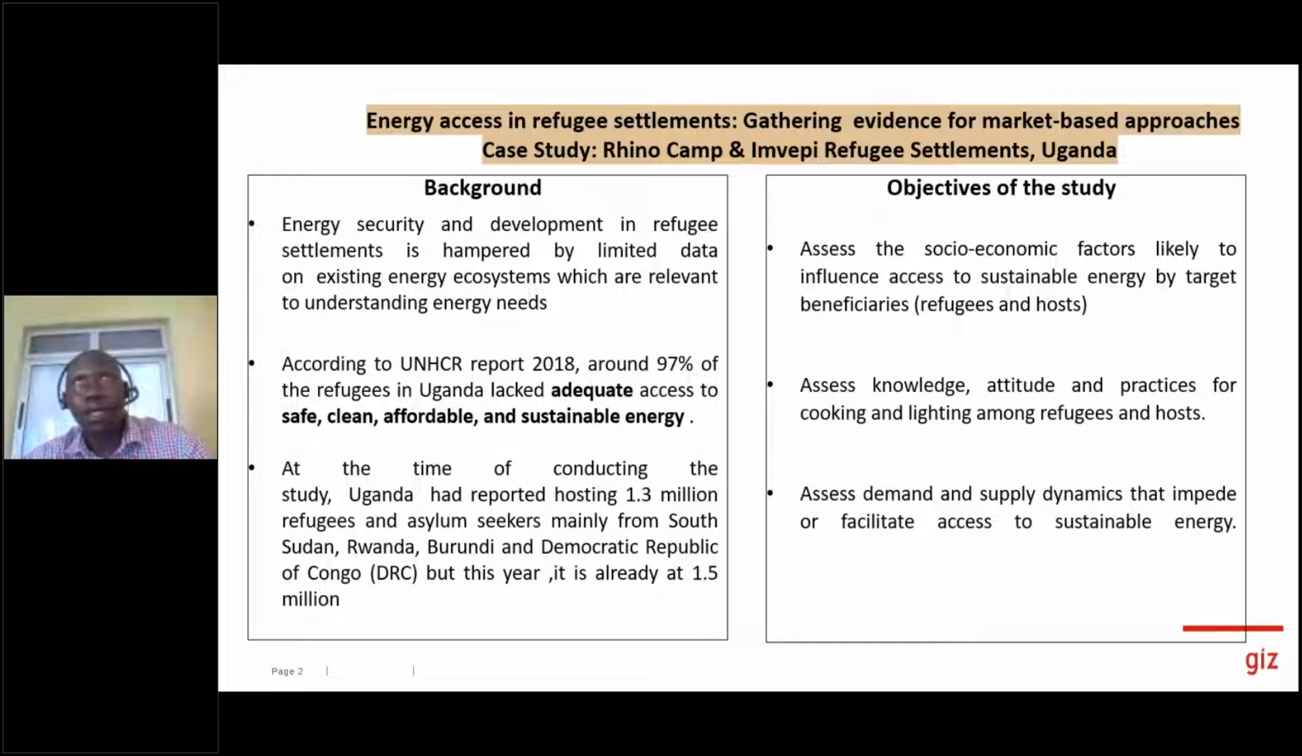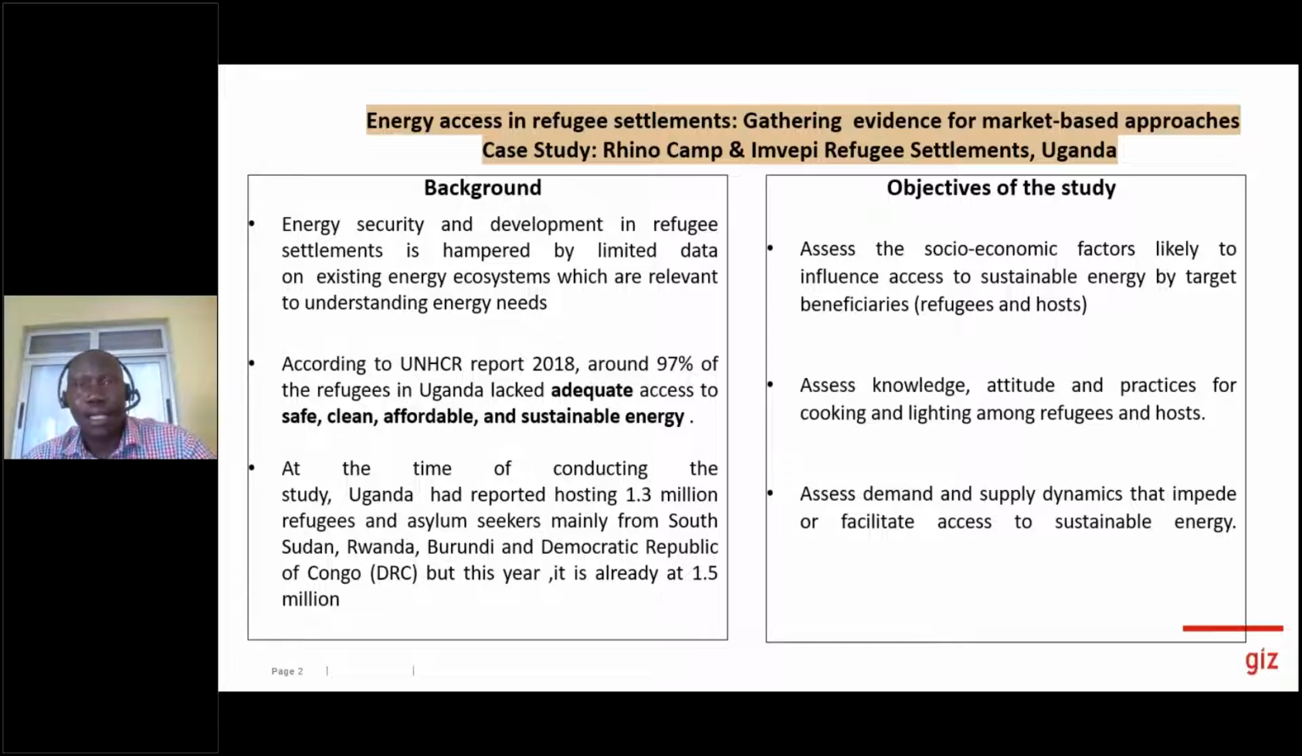In Uganda, our refugee settlements are not like what we call camps. In these settlements, the refugees are free to move, they are free to work, and they also have other sources of getting income through livelihoods. So it's an open area where people cannot be restricted, unlike in other camps, maybe in Kakuma and other places. At the time of conducting this study, Uganda was hosting 1.3 million refugees. But as I speak right now, the number has gone to 1.5.